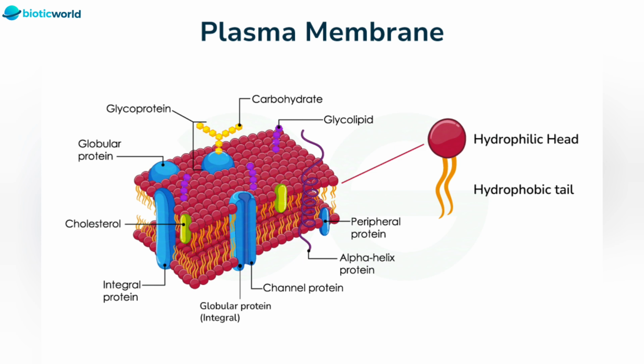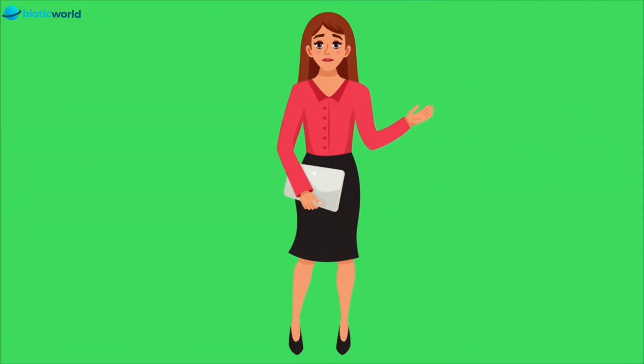This arrangement creates a double layer where the hydrophilic heads form the outer and inner surfaces of the membrane, while the hydrophobic tails create an interior barrier that restricts the movement of water-soluble molecules. This bilayer is crucial for the semi-permeable nature of the plasma membrane, allowing it to control the passage of materials.